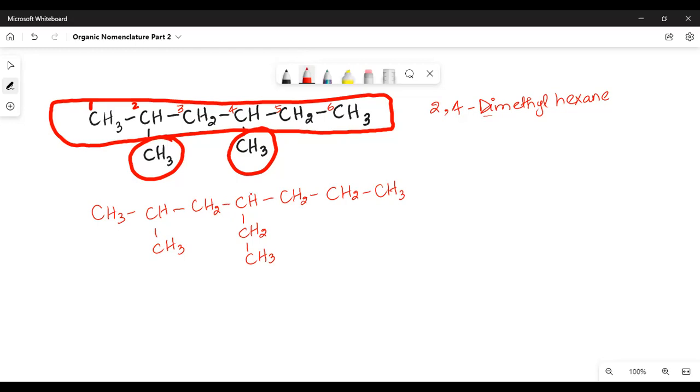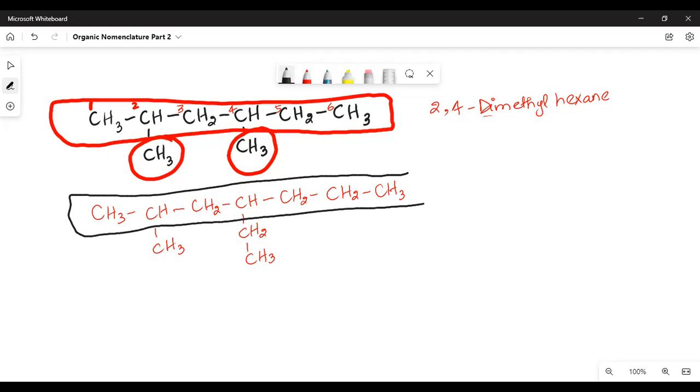So for this one, the rest is the same. It's just that if there are different branches, then you would be coming up with different names. Of course, that's very easily possible and understandable. So this whole is the parent chain, one branch with two carbon atoms, another branch with a single carbon atom. Numbering from left to right makes sense, right? That's how it goes.